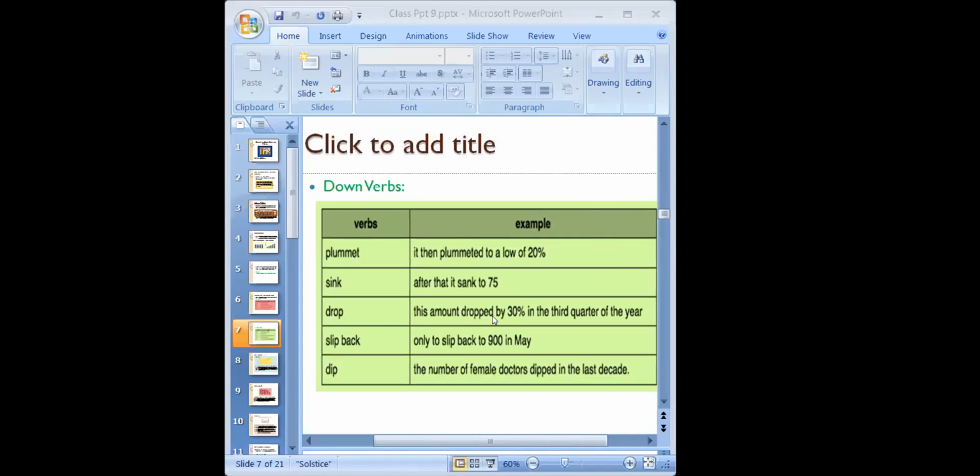How many past tenses are there? Can someone tell me how many past tenses there are in English? Okay, what are those? Three, are you sure? Yeah, four. We have four, right? So, simple past tense, and any of these tenses can be used when you're describing a graph.